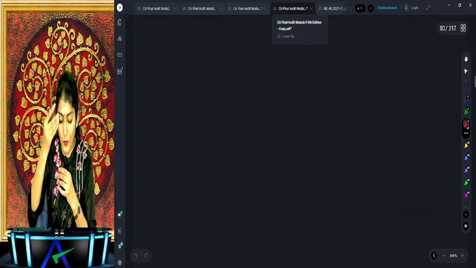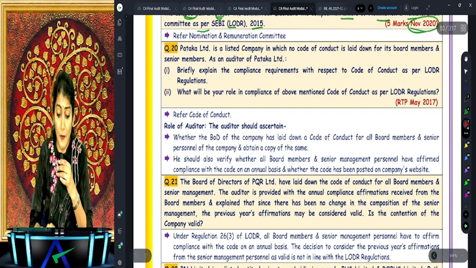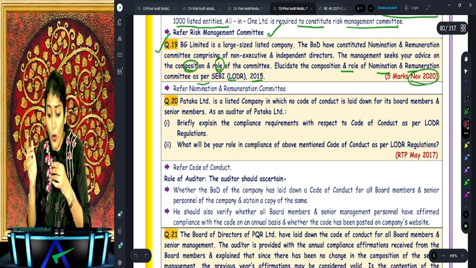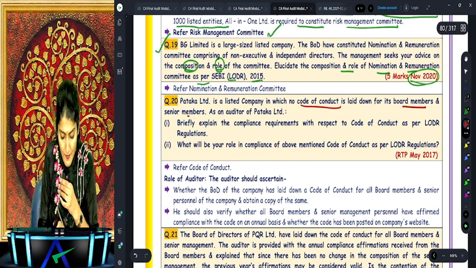Okay, right. So what was the question which had come in your exam? Pataka Limited is a listed company in which no code of conduct is laid down for its board members and senior members.